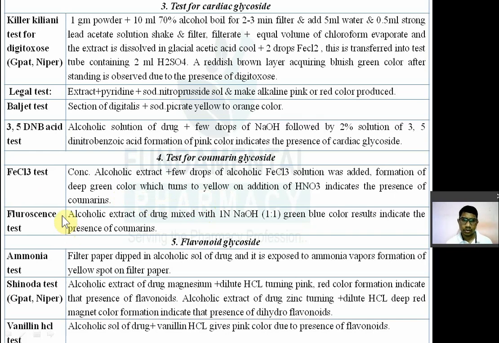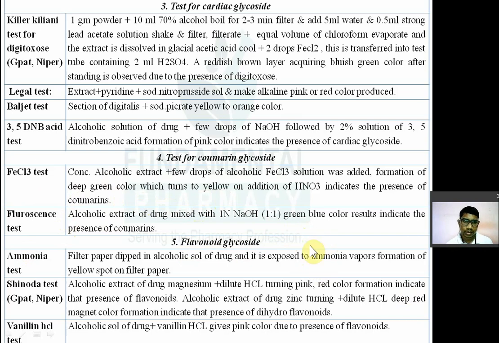Fluorescence test. Take an alcoholic extract of the drug and mix it with 1 normal sodium hydroxide. You will get a green-blue color which is the result of the presence of coumarin glycosides. Okay. Now the next glycoside is the flavonoid glycosides. Now we'll see the tests for flavonoid glycosides.